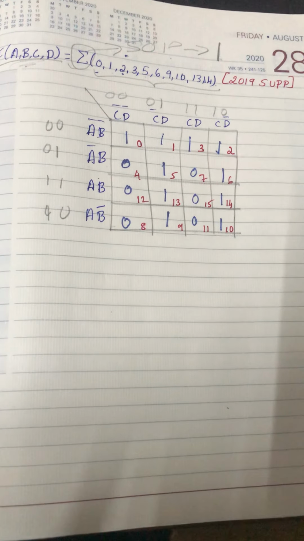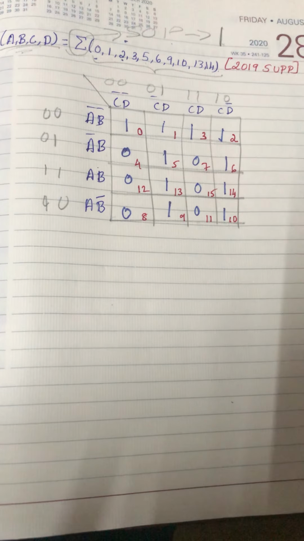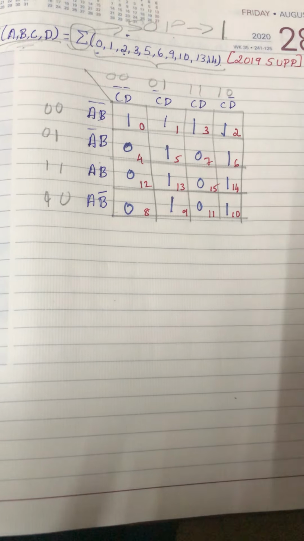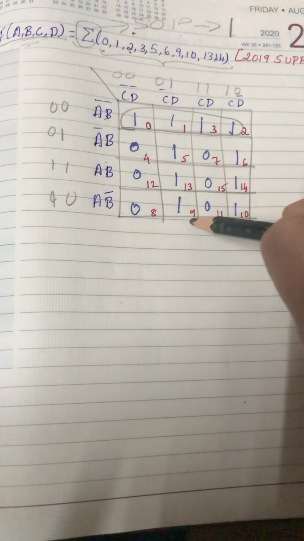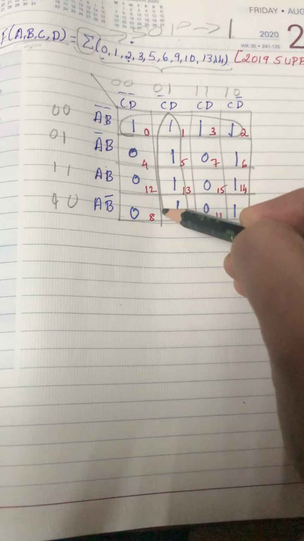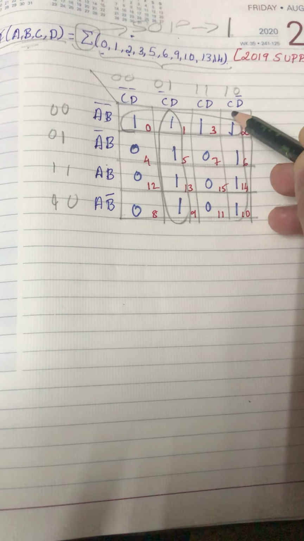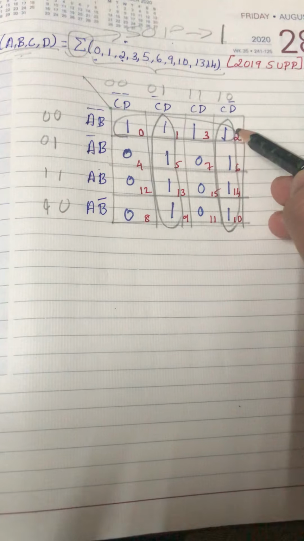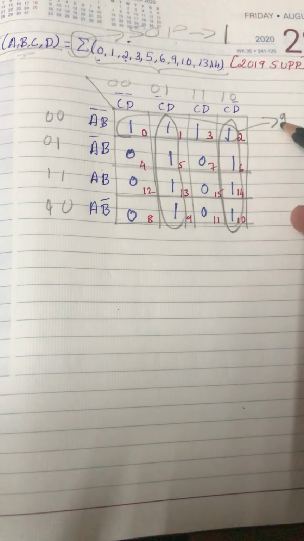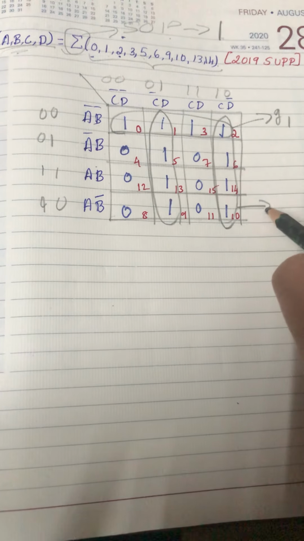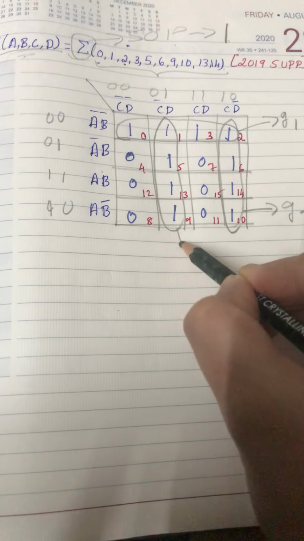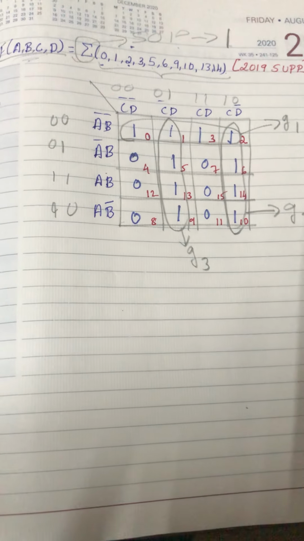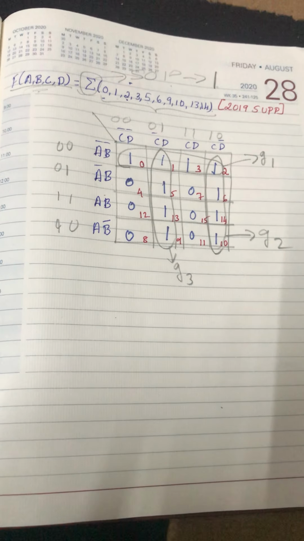Here, let me show you. Here you don't have any octal. Next you have quad. Quad means 4. This is one group. This is one group. This is one group. Let me label these groups. This group is G1. This group is G2. And this group is G3. However you want, you can label the groups.